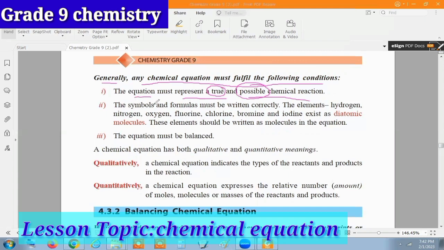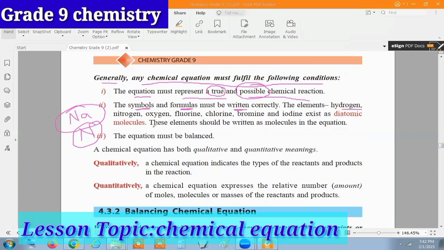The next one is that the symbols and the formulas must be written correctly. The symbol of an element and its formula must be written correctly. For example, we use Na for sodium, not N. We cannot take the symbol of another element and use it elsewhere. We use the correct symbol.